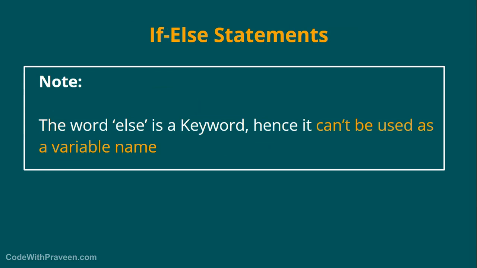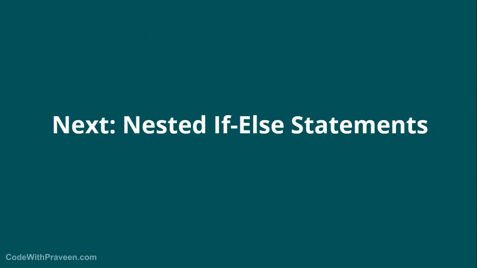As always, else is a keyword in this case, so we cannot use it as a variable name. So in case of if else, both if as well as else are keywords, so we cannot use them as variable names. In the next video, we will see nested if else statements. Basically, these are just a minor variation of the if or the if else statements which we have seen before.